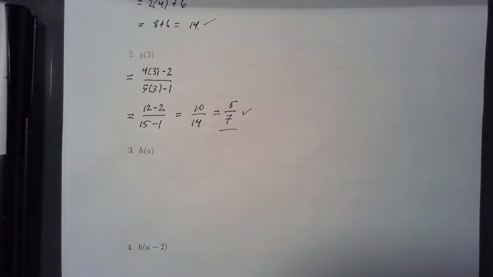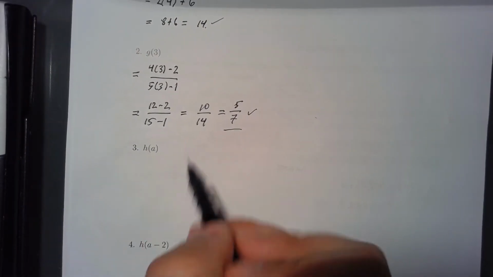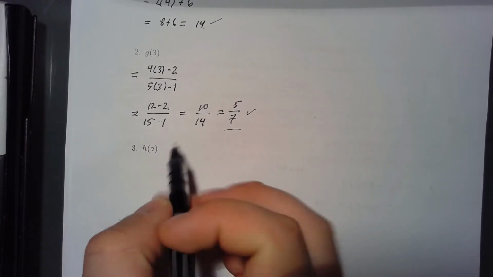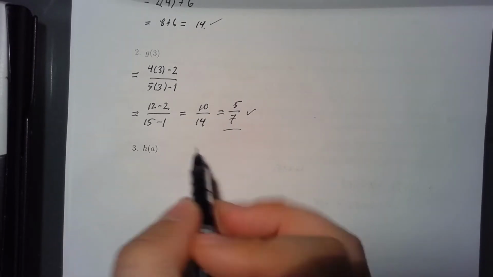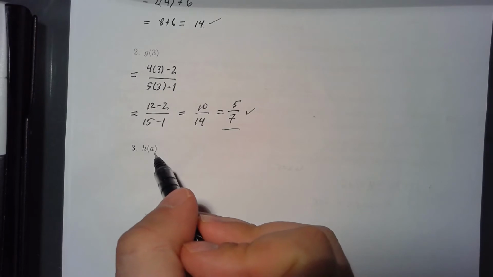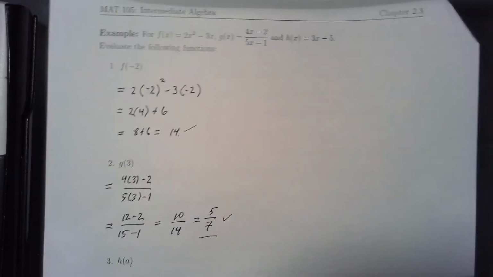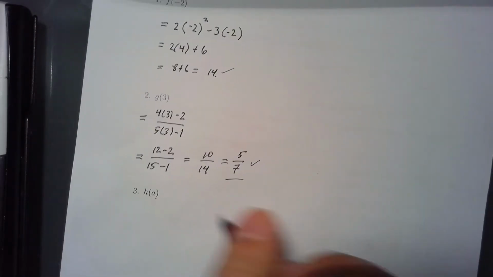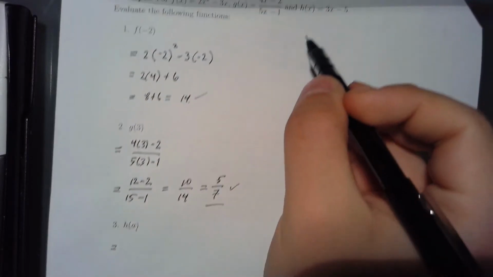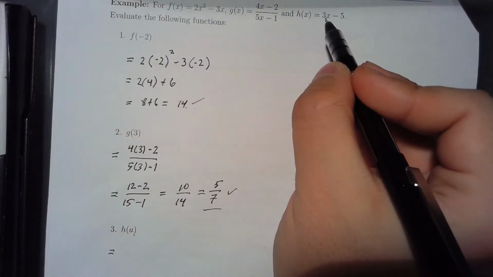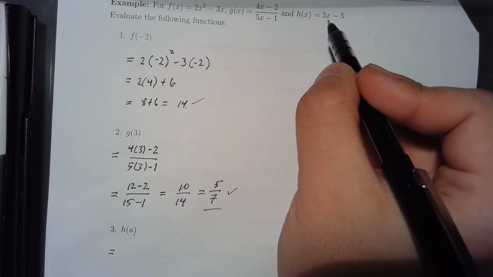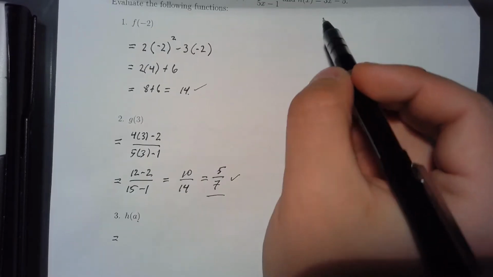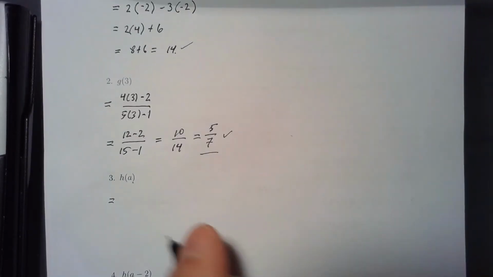Now, sometimes your inputs aren't just numbers. Sometimes they're expressions or variables. Like this, we're going to plug A into H. So when you plug that in, you're just going to get, alright, my input is A. So wherever I see an X, I'm going to replace it with A. So I'm going to get 3 times A minus 5.